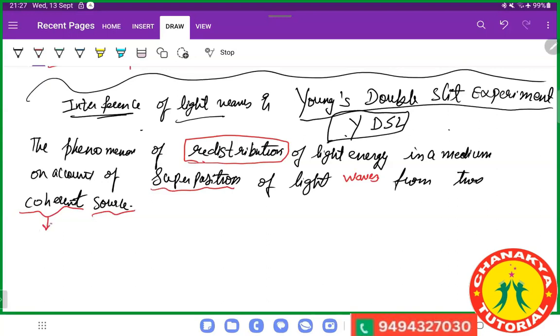Coherent source means which has the same frequency. Two coherent sources means two sources which have the same frequency, and the same wavelength and all that. Now superposition. What do you mean by superposition?